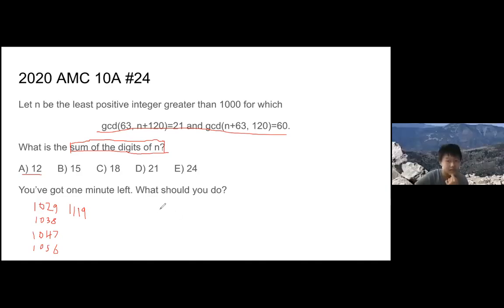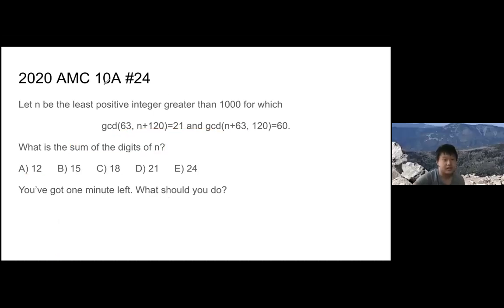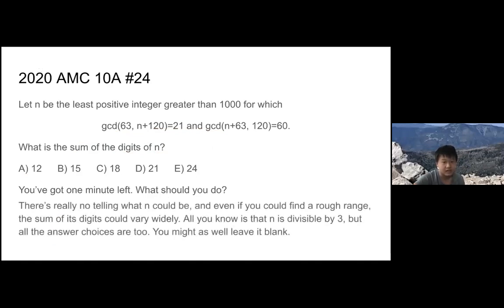Oh yeah, you see, the problem is that there's a lot of numbers that have their digits summing to 12. You can't really test all the numbers with digits summing to 12. That'd take too long. Oh, okay. What I'm trying to get at here is you should probably leave this problem blank, because I think I've explained that on the last one as well. You don't really have any bounds on n except it's greater than 1000.